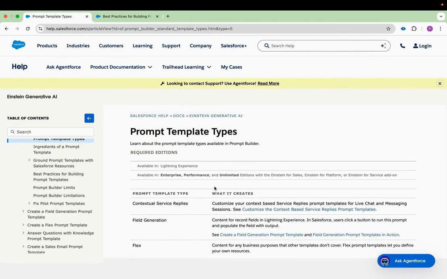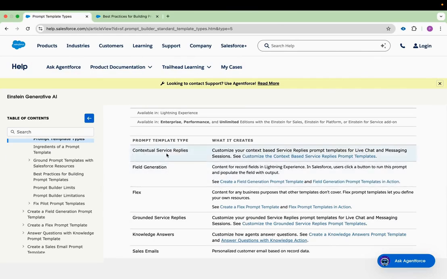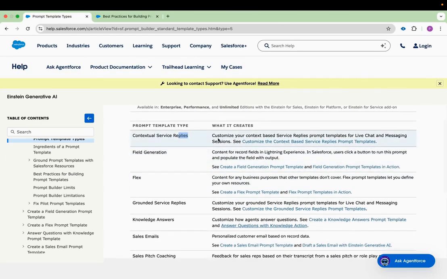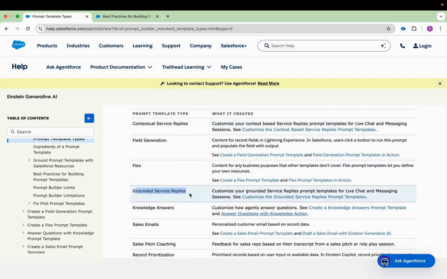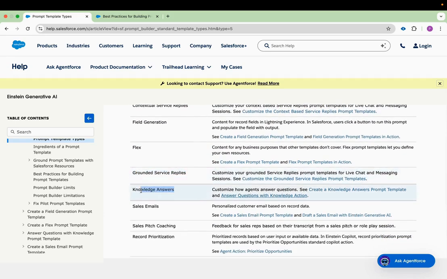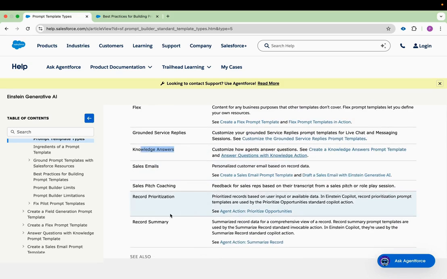So these are the most common template types, but there are a few more template types that we can see in the help documentation. For example, you see the contextual service replies, which is used for customizing your context based on the service replies prompt templates for live chat and messaging. Similarly, we have the grounded service replies, knowledge answers, which is used for customizing your agent answers to questions, and record prioritization.